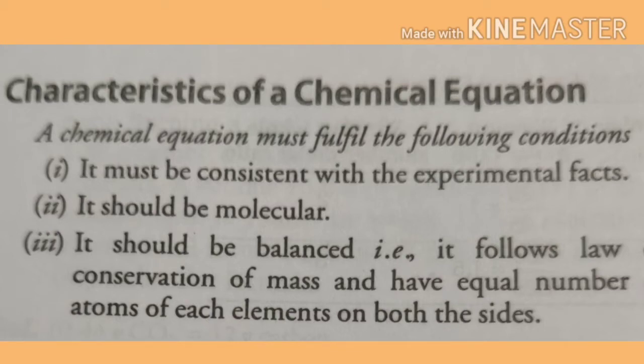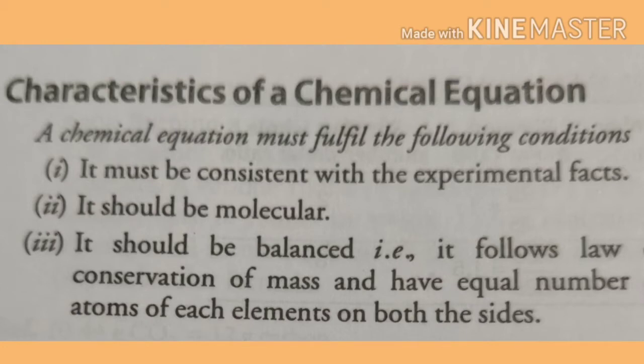The third, it should be balanced. That is, it follows the law of conservation of mass and has an equal number of atoms of each element on both sides. So this is a way to write the chemical equation. So it should be balanced. I think you will study the balancing of chemical equations in 10th class.